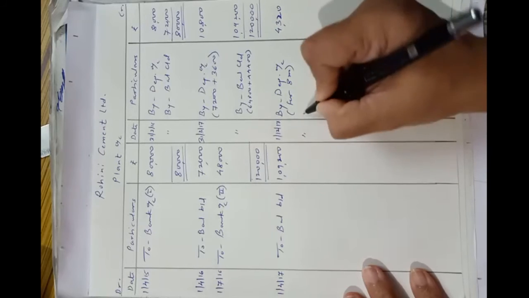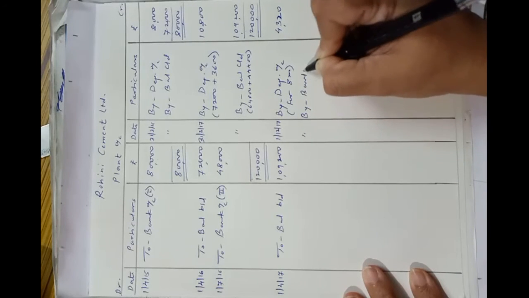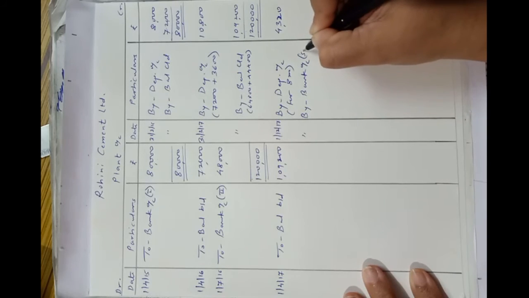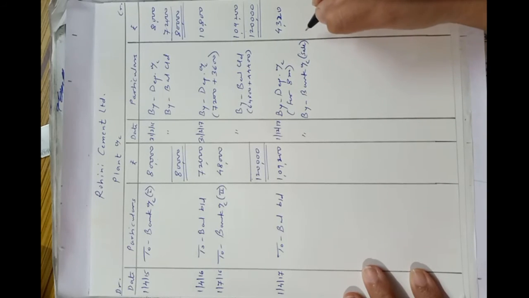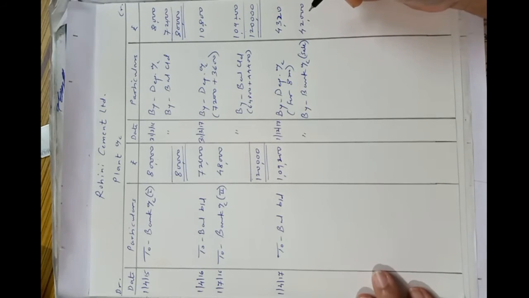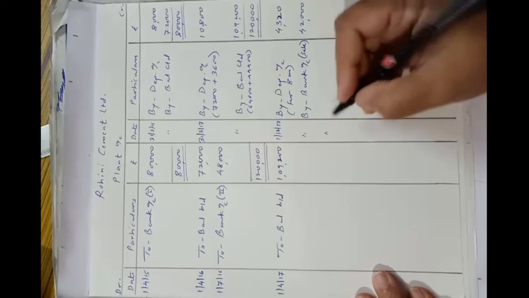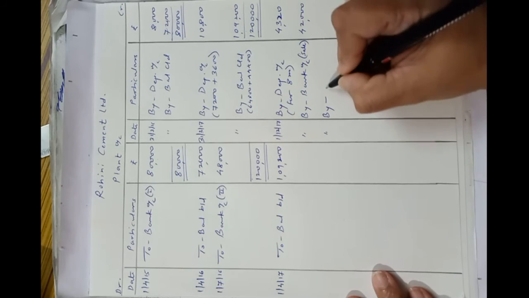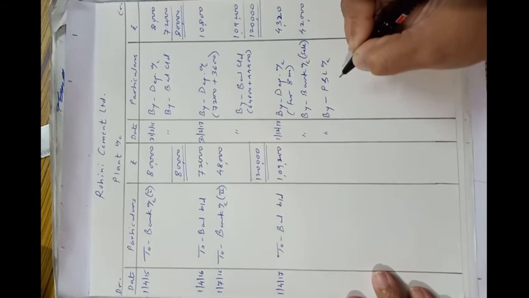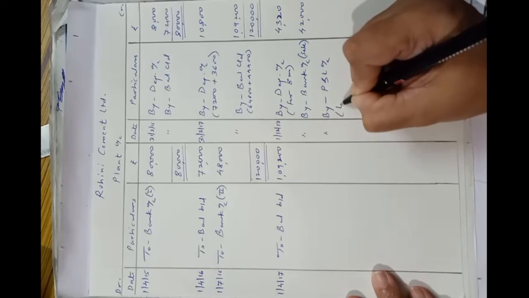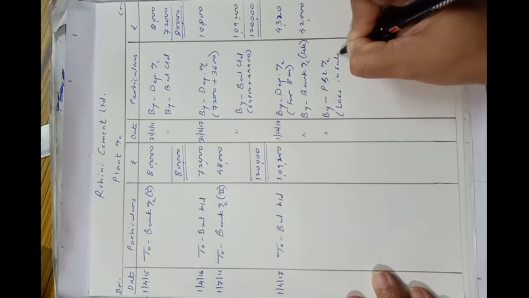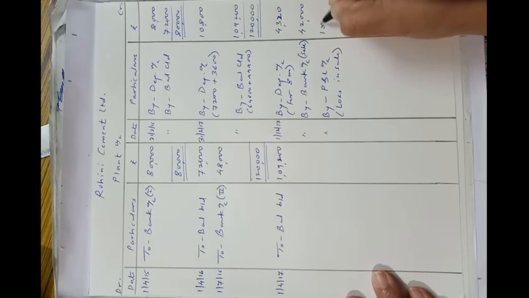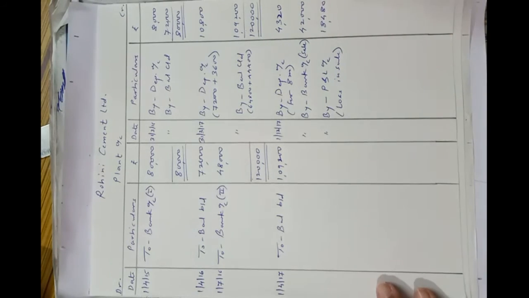Now on the same date, by bank account, sale, it was sold for rupees 42,000. Now if there is a loss, the entry is made on the credit side; if there is a profit, on the debit side. So here there is a loss of 18,480. So by profit and loss account, or you can write by statement of profit and loss, loss on sale, and the amount is 18,480.